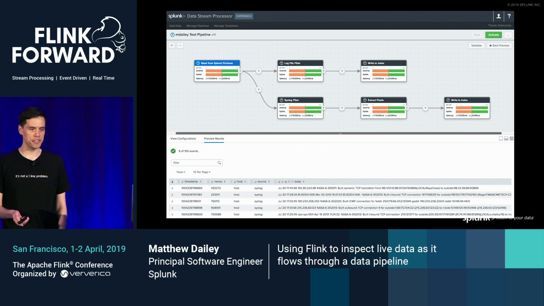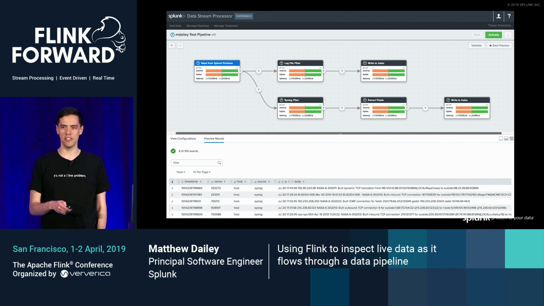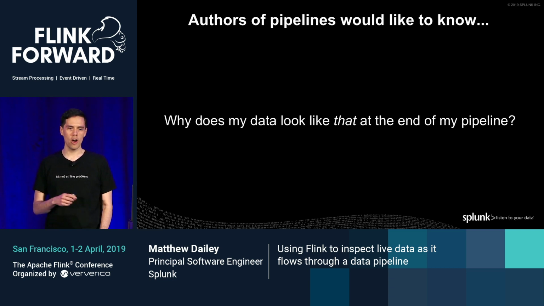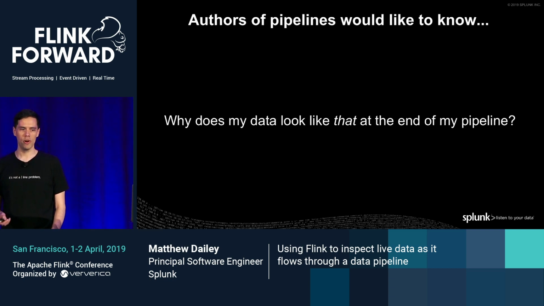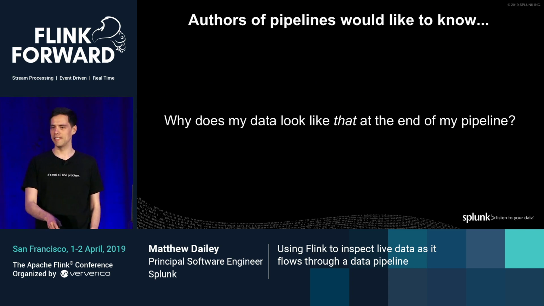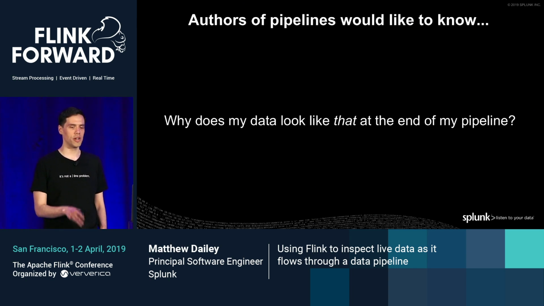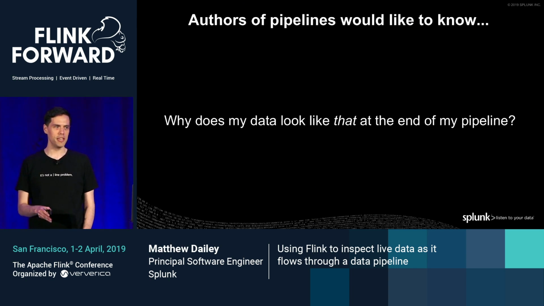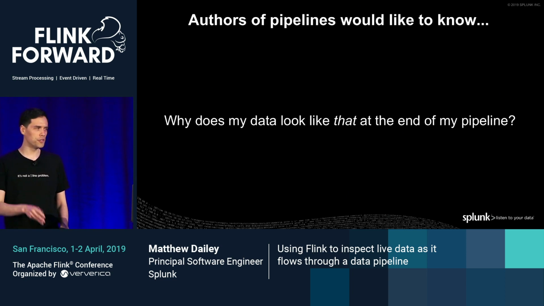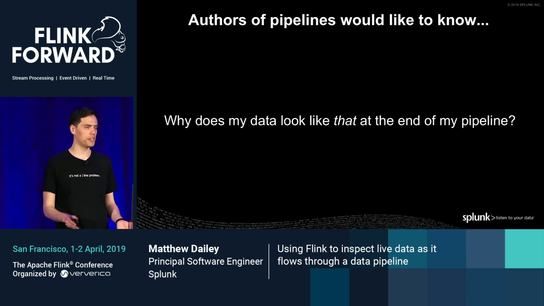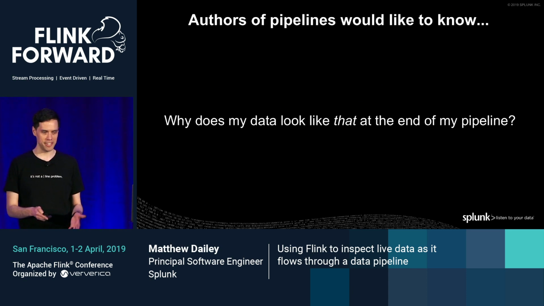The reason we built this is it starts with questions that the users have. Authors of pipelines would really like to know, why does my data look like that at the end of my pipeline? They ask a lot of really good questions, and more or less they boil down into this one specific question: I have data coming in, but I'm missing fields, or the fields look in a way that I'm not expecting. What's happening inside of my pipeline? I need visibility into that.